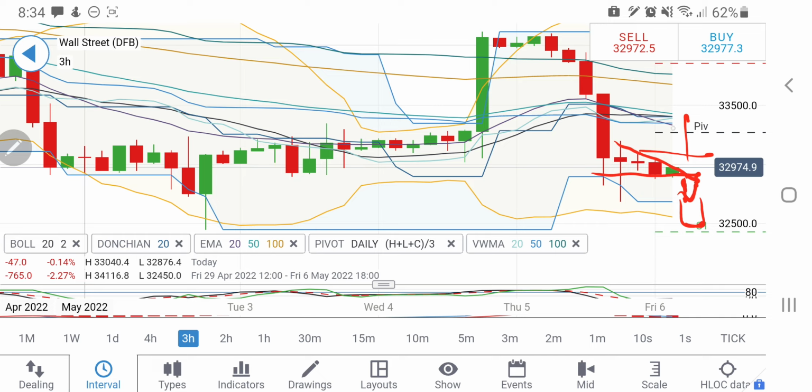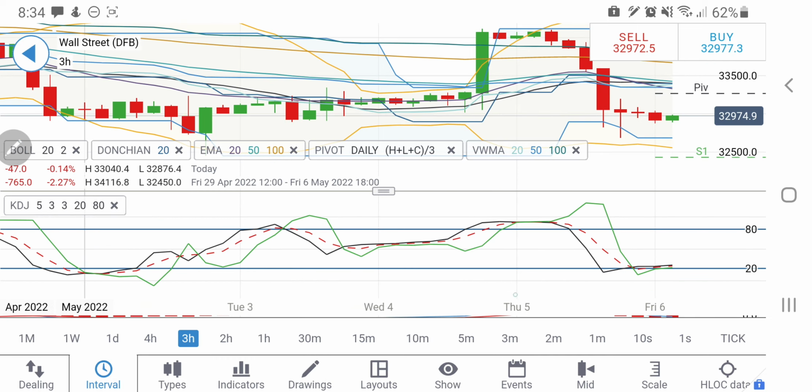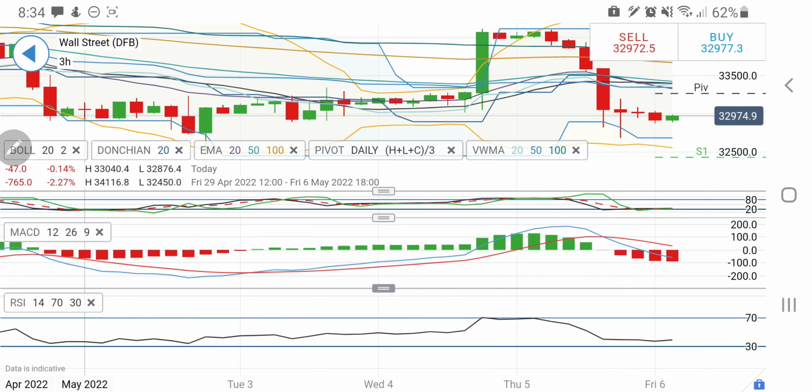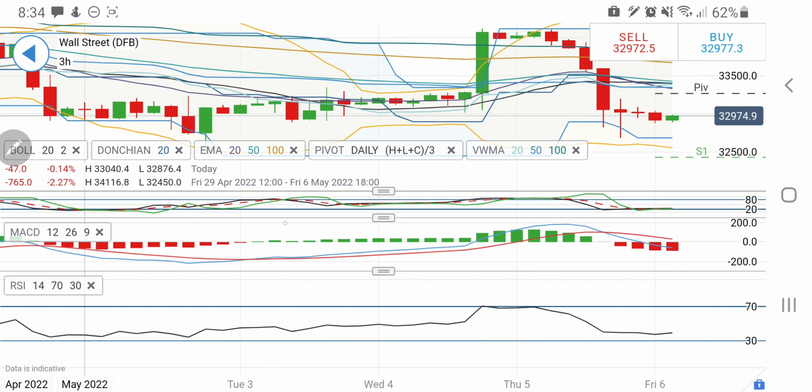Beyond 33,050 you can go long for 33,150, 33,300 and plus levels. Similar is the observation. See, the 3-hour stochastic is trading oversold, MACD trading wide divergent, trying to converge from here.